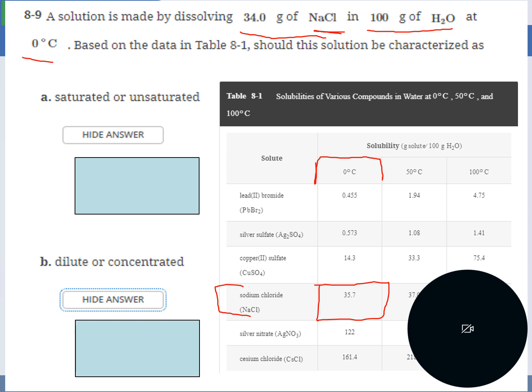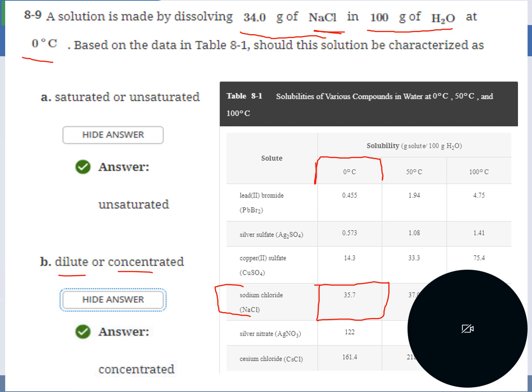So sodium chloride happens to be here, so this is the number that we're really going to focus on. We're not quite up to the 35.7 that it can hold, so this one will be unsaturated because it can still hold more. But then will you classify it as dilute or concentrated? Since it's holding almost as much as possible, we're going to say that it is concentrated.